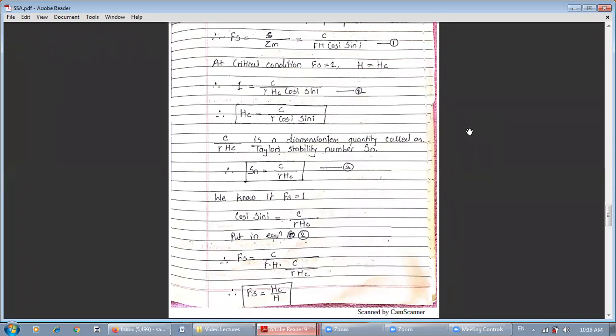But for the same type of soil, your critical height will remain the same for all the locations. You have to take care of this. So factor of safety is equals to C divided by gamma H cos i sin i.